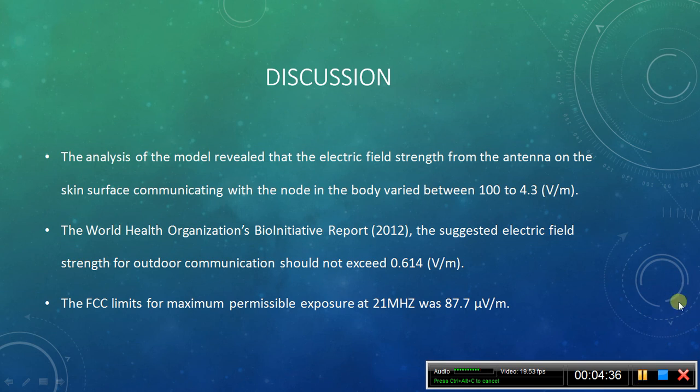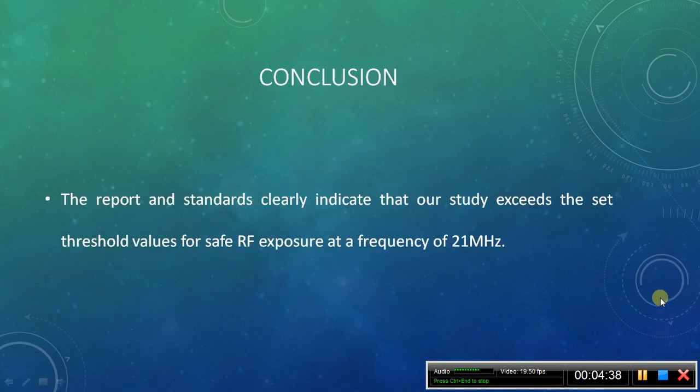So clearly, from the results that were obtained, it was realized that our study exceeded the set threshold values for safe RF exposure at a frequency of 21 MHz. Therefore, what can be done is that the safe RF limits could be revised so that humans and their health could be protected.